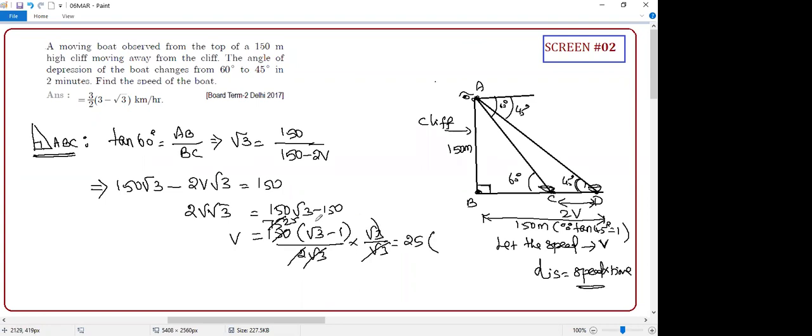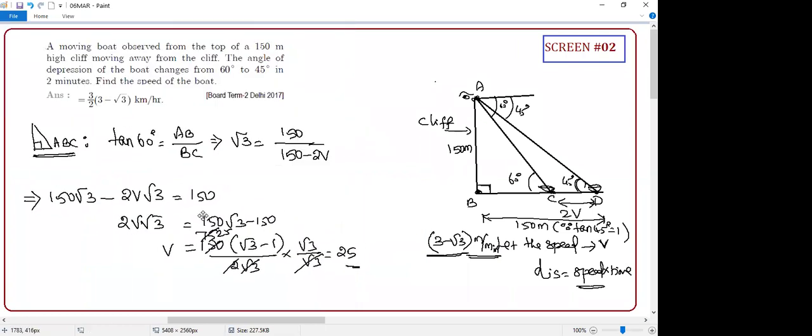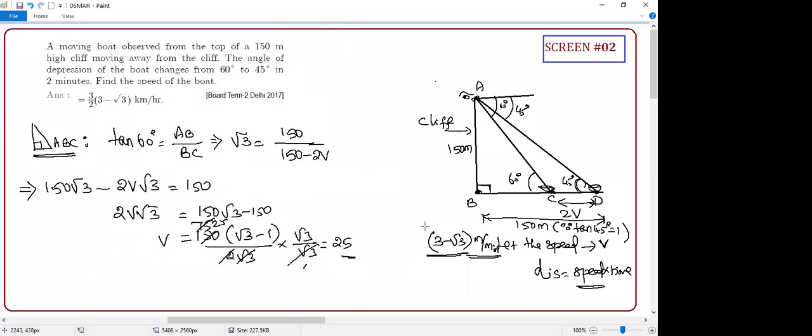If you multiply here, what will happen? 3 minus root 3. So this answer is what, students? This answer is meter per minute. Agree with me or not? Now, how are you going to convert this into kilometer per hour? Anyone know the method? Please share with me. How to convert? This we already discussed so many times.